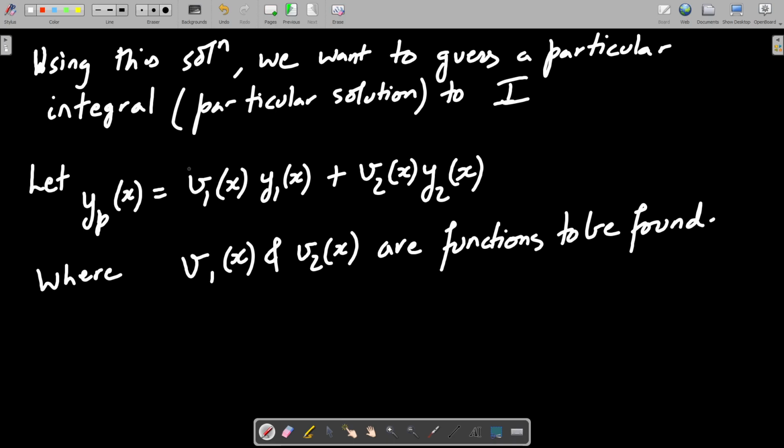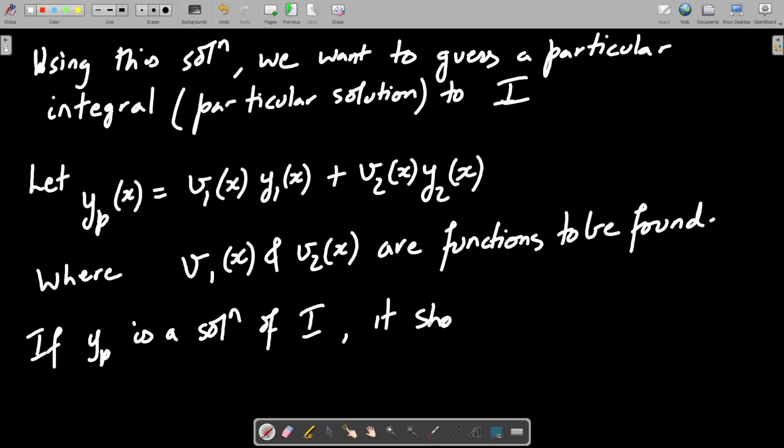Yeah. So now let me find out the derivatives. Since yp is a solution of this, it should satisfy equation 1. If yp is the solution of 1, then it should satisfy 1. So let me take derivatives of this and then substitute.